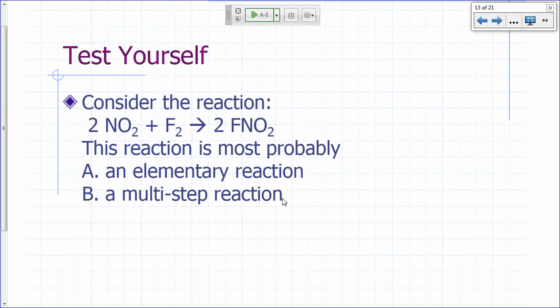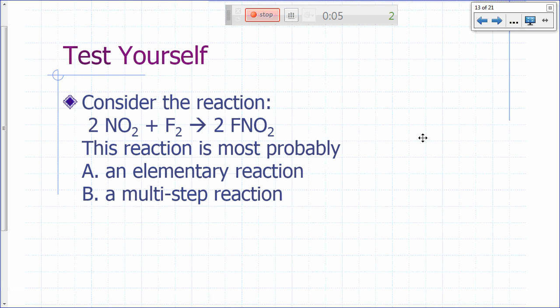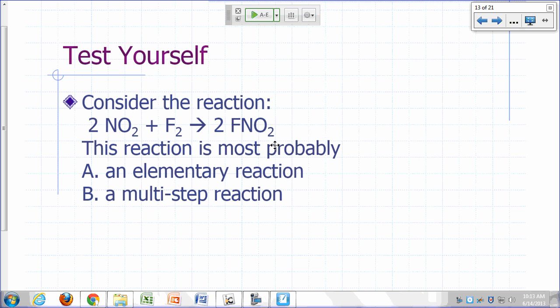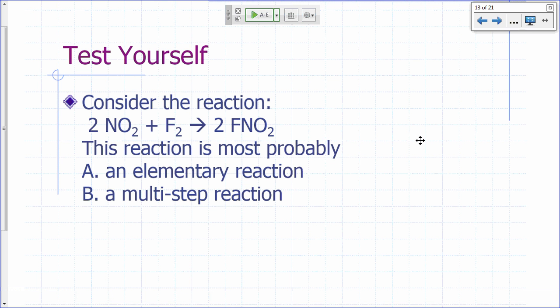How about this one? 2NO2 plus F2 yields 2FNO2. This reaction is most probably A, an elementary reaction, or B, a multi-step or complex reaction. What's the likelihood that you're going to see three molecules colliding? Not very likely, right? It can happen, but it's not very likely. So most likely this is a multi-step reaction. Proposing a termolecular process as part of a mechanism is generally not a good idea. But if you have enough experimental evidence to say that that's what's going on, sure, no problem.